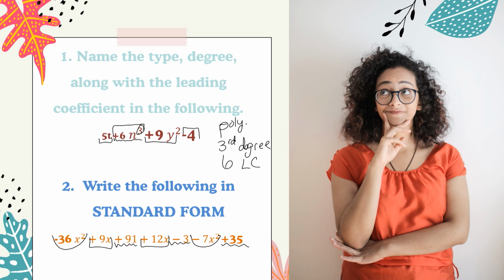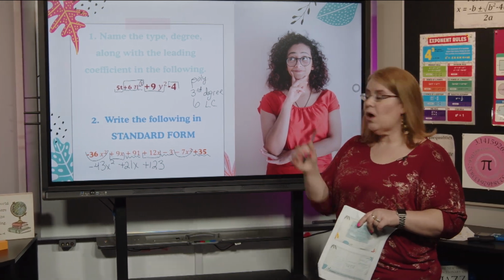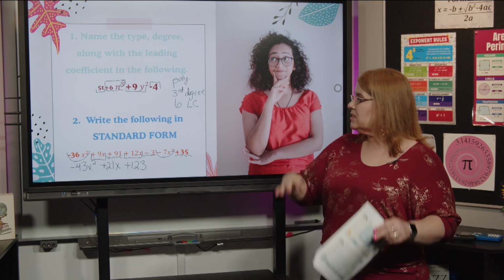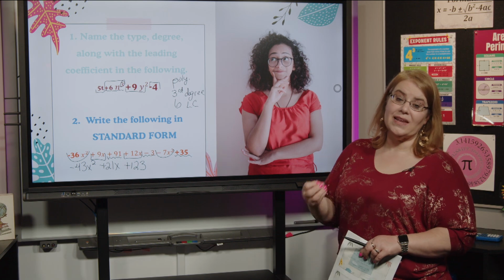Negative 36 minus 7 is a negative 43x squared. Positive 9 plus 12 is going to give me plus 21x. Then I have 91 minus 3 plus 35, which is going to give me a positive 123. Check your work, check my work, make sure that we've got all of our like terms together and that we put all of our minus or plus in the right place. We always want to make sure that we've got those positive and negatives correctly.